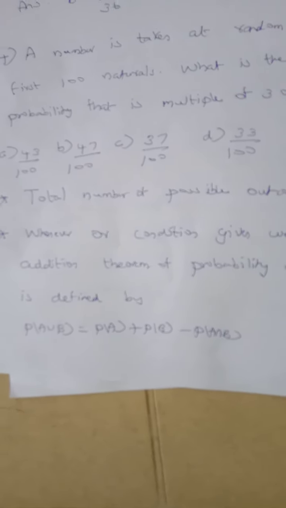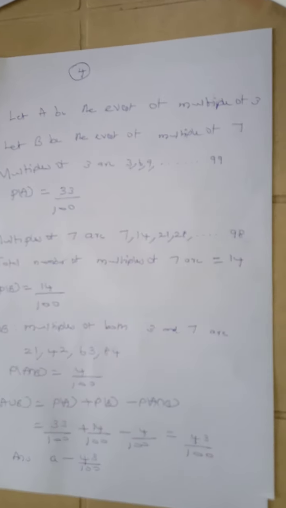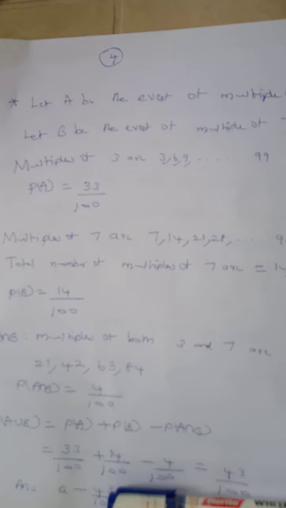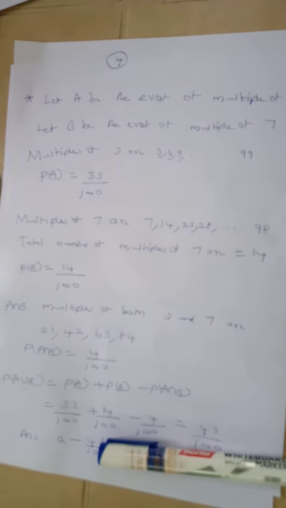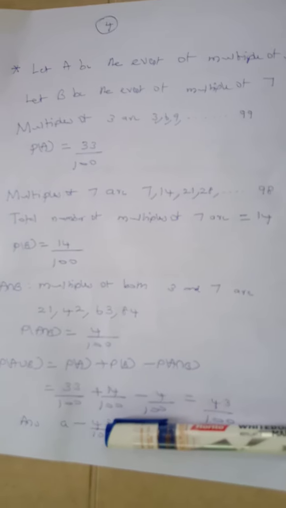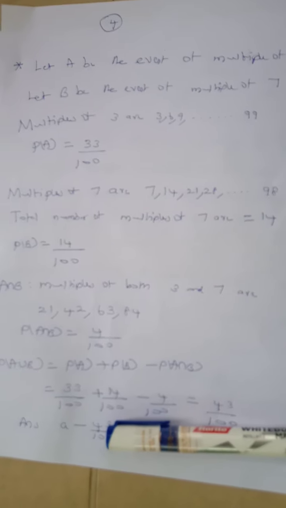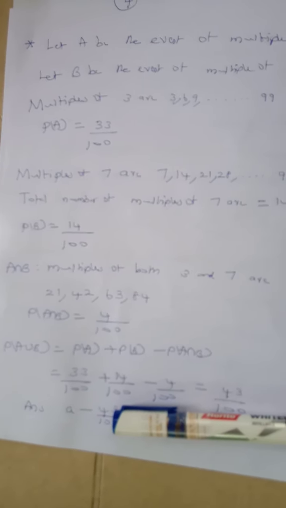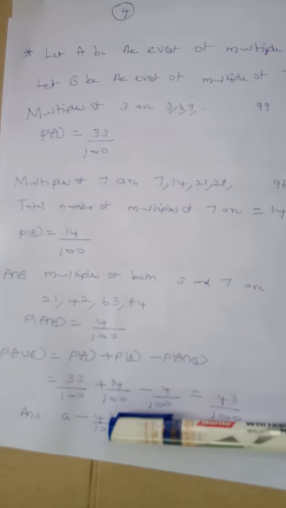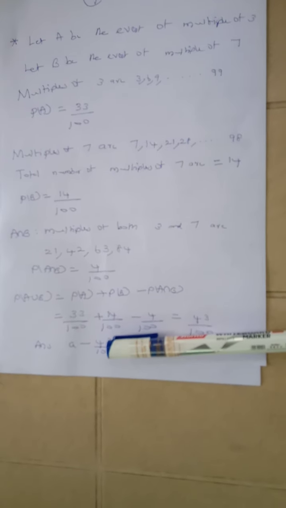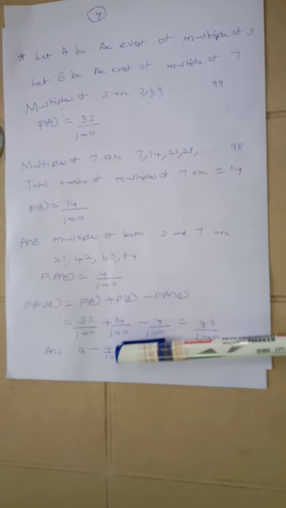Let A be the event of multiple of 3 and B be the event of multiple of 7. Multiples of 3 up to 100 are 3, 6, 9 up to 99. So totally there are 33 favorable outcomes. Dividing 100 by 3, you get 33 point something, so there are 33 outcomes. So probability of A is equal to 33 by 100.